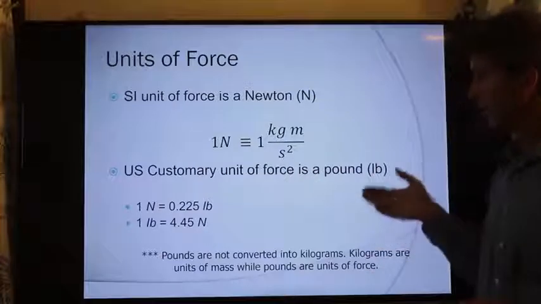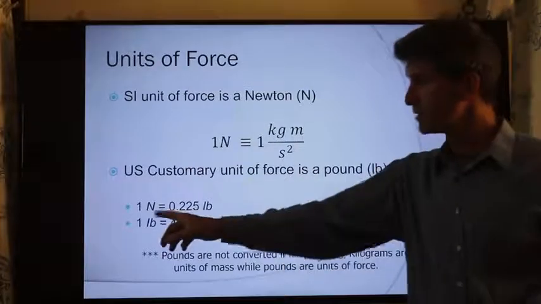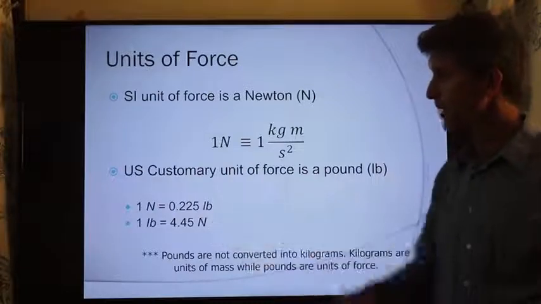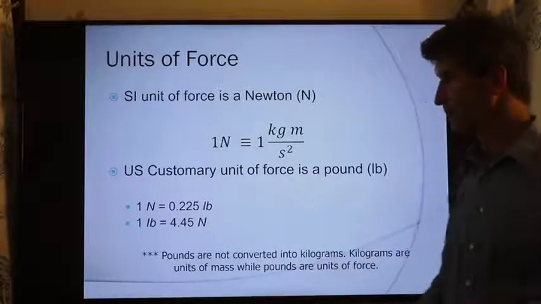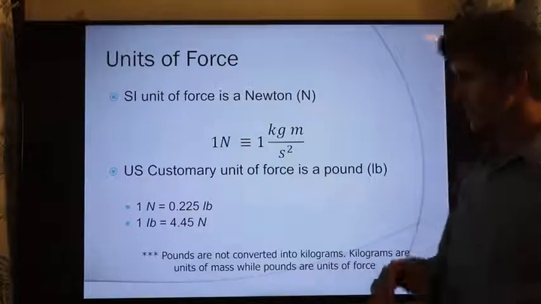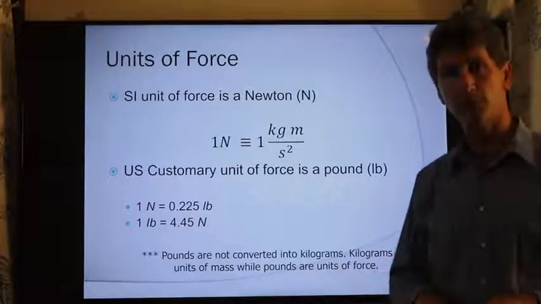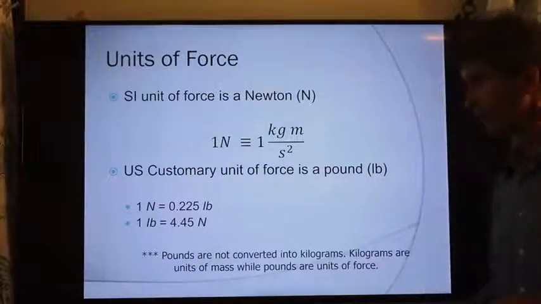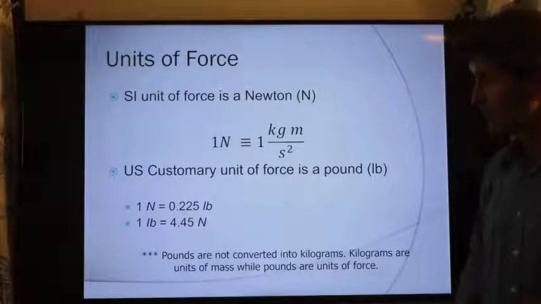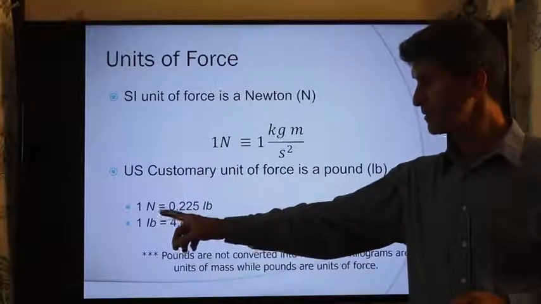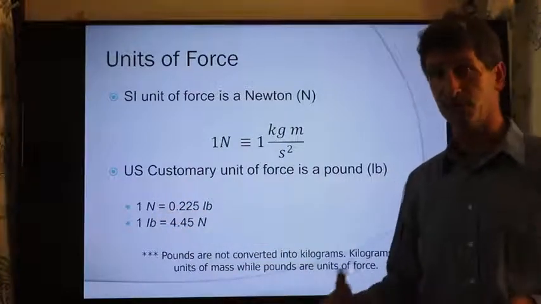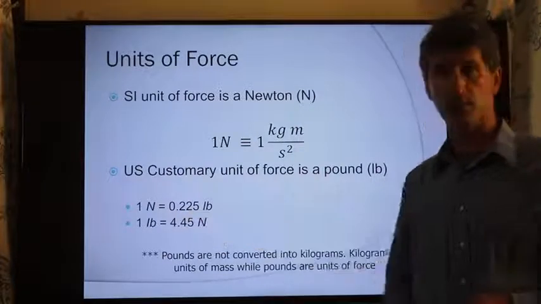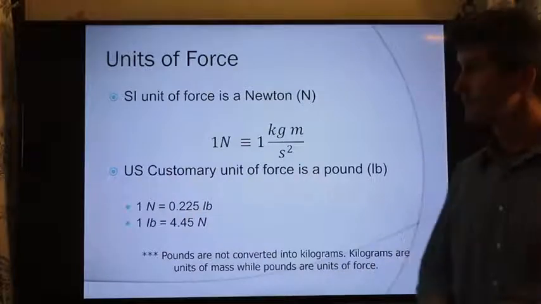US customary units are the pound. A Newton is roughly between a fifth of a pound and a quarter of a pound, whereas the pound is about 4.45 newtons. So there's sort of a factor of 4 or 5 between the two. More precisely, there's about a 4.45 factor. If you want to go from newtons to pounds, divide by this, because pounds are a bigger force unit. If you want to go from pounds to newtons, multiply by 4.45.